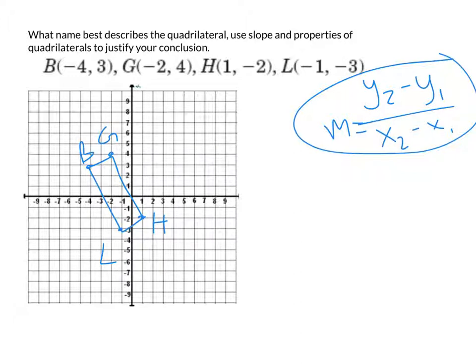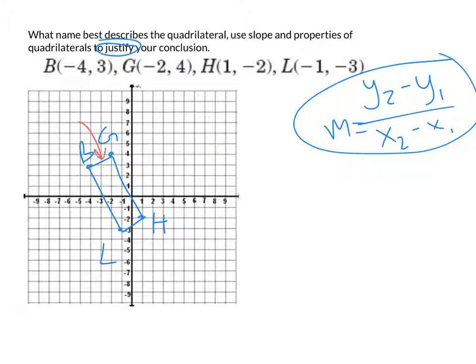All right, so what do we have here? Well, first look, I'm thinking rectangle. It looks like a rectangle here. It looks like we got right angles, but again, we have to justify. So how about we start with our slopes of all the opposite sides, or of all the sides?